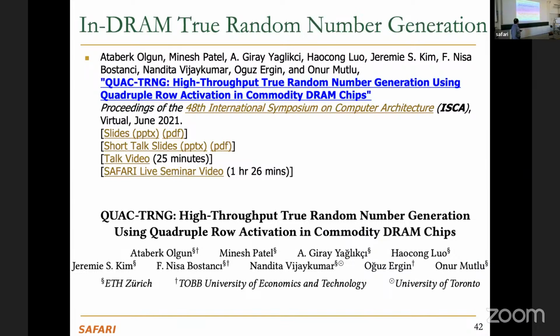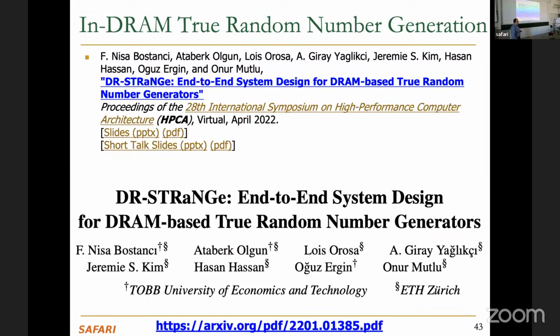And this one is about how we can do in-DRAM true random number generation. It's another important application that we can enable using processing using memory. This is also Dr. Strange, which builds on top of Pluto.